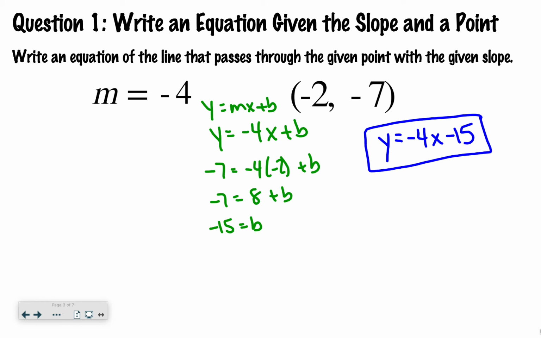All right, for this problem, hopefully you figured out that you would plug negative 7 in for y. So you said negative 7 equals our slope, which was negative 4, times our x value, which was negative 2, plus b. Then you figured out negative 4 times negative 2 is a positive 8. Then you subtracted 8 from both sides to get negative 15 as your b value. So then your equation would be y equals negative 4x minus 15.